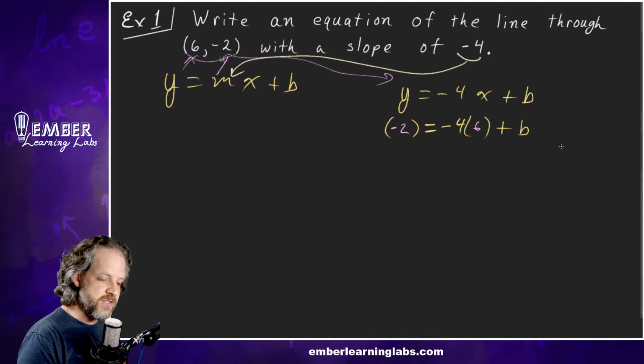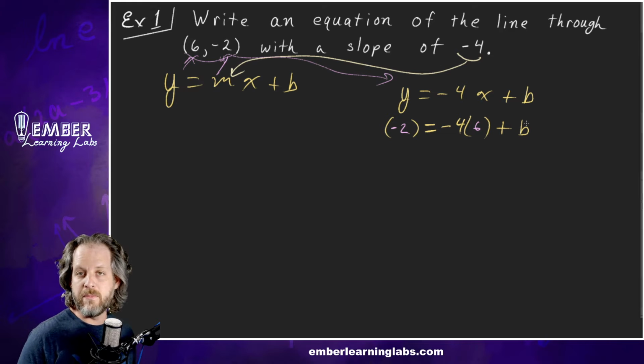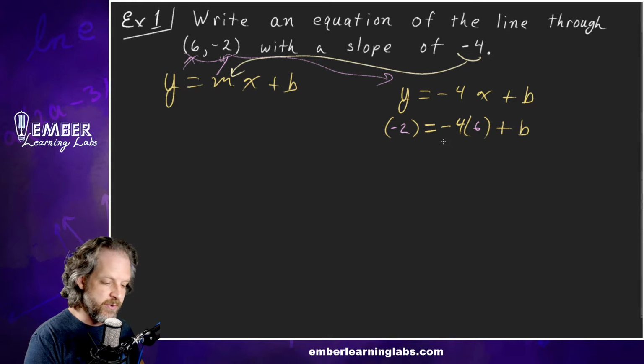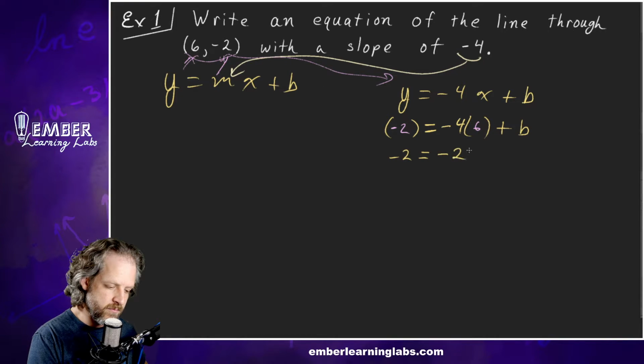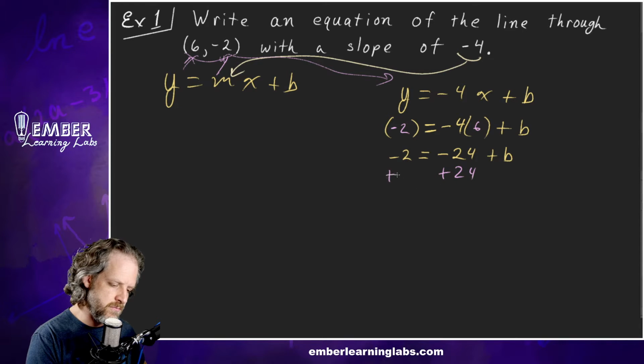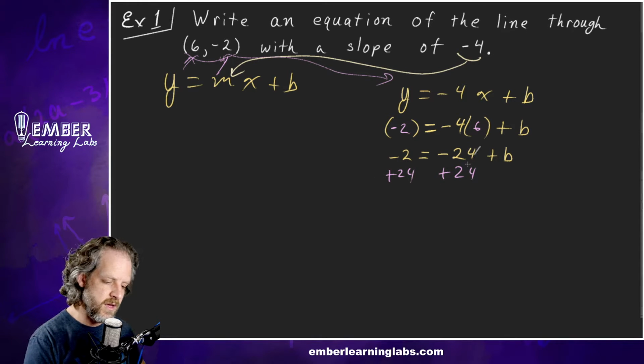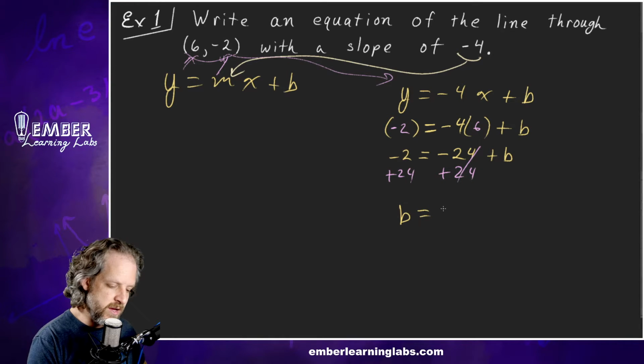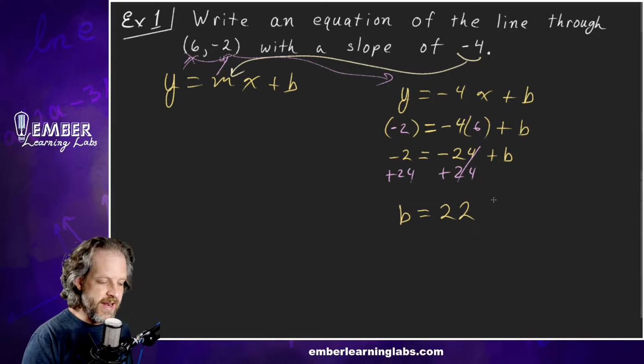And then we're going to solve this thing for our b. No problemo. So what are we going to do? We're going to multiply -4 times 6, which is -24. Bring down our plus b. What's attached to the b? The -24. It's negative. We're going to add 24 to get rid of it. Cancels right there. So then b equals 22.